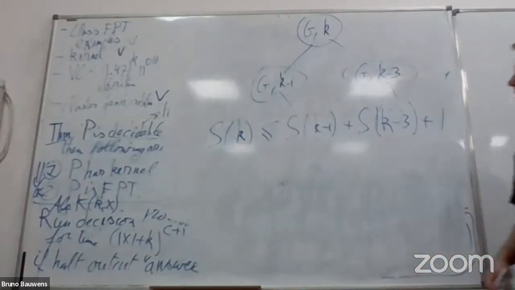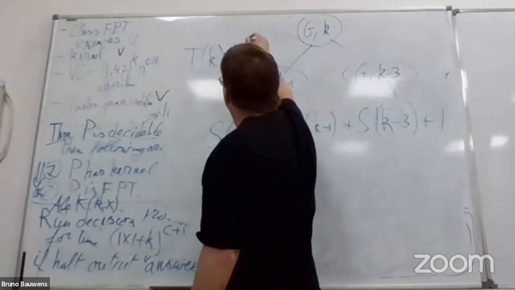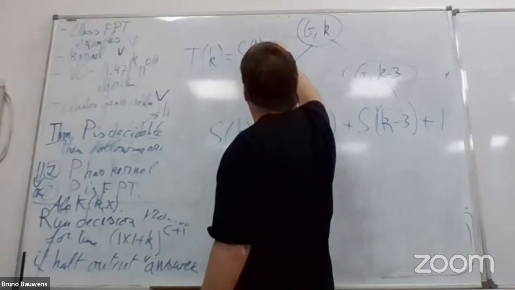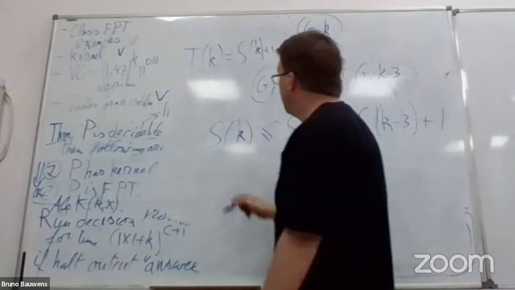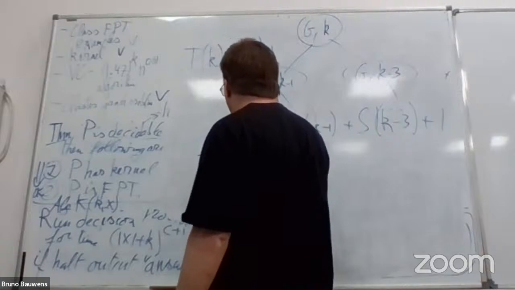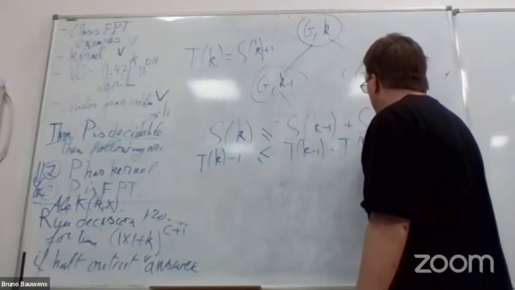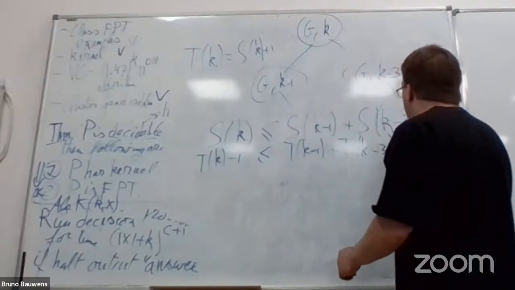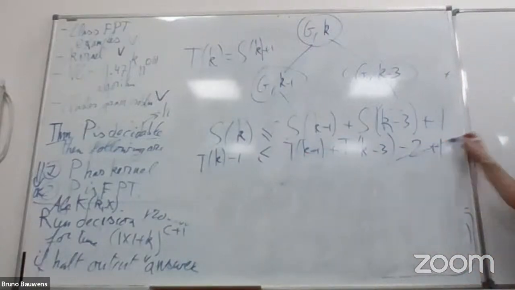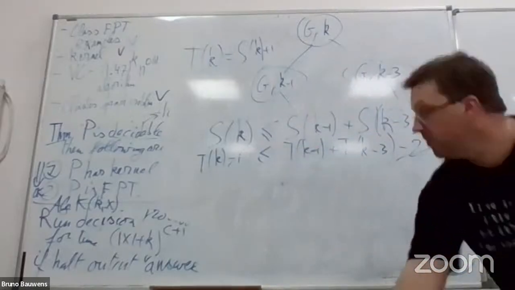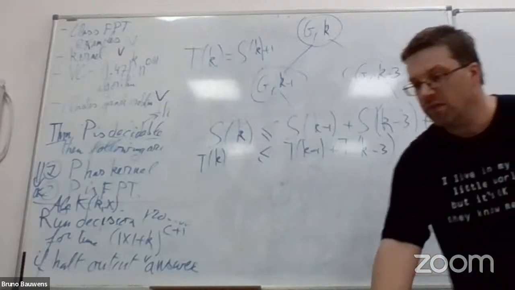And so now let us make another variable. Let us say that t of k is equal to s of k plus 1, to get rid of the plus 1. And so then here we have t of k smaller than t of k minus 1 plus t of k minus 3, and now we can drop all this nonsense. So we just shift our bound, and now there is an explicit recurrence formula.